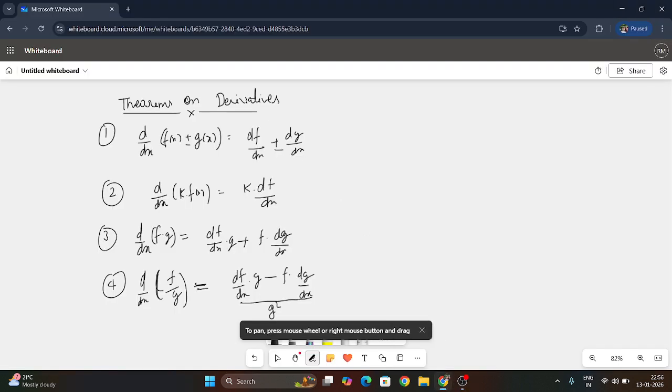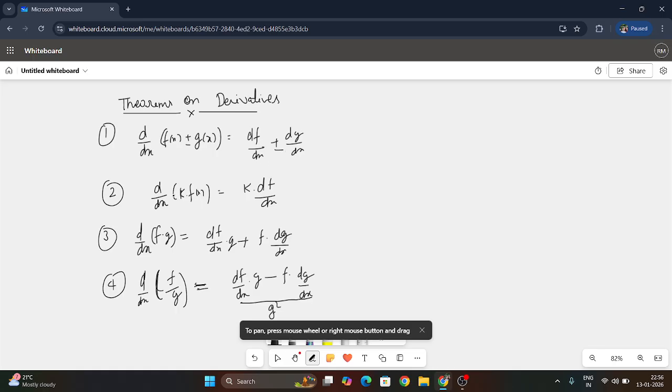So hello. Today in this lecture we talk about theorems on derivatives. These statements are comparatively more important than the proof. Suppose the two functions are given like this. f(x) plus or minus g(x), and we are differentiating this. We can write it like this also: df by dx plus or minus dg by dx.